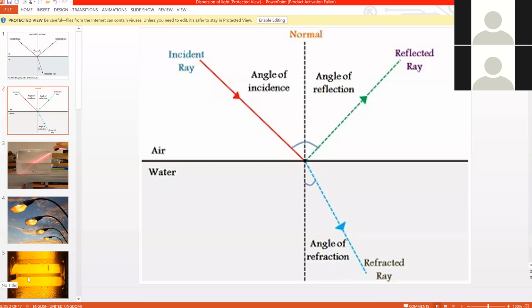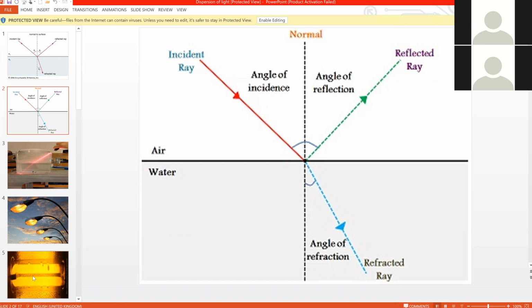So what is refraction? Light travels in straight lines, and those lines are called rays. When it travels, there are different mediums for the light to travel in. Air could be the medium, glass could be the medium, water could be the medium, oil could be the medium.